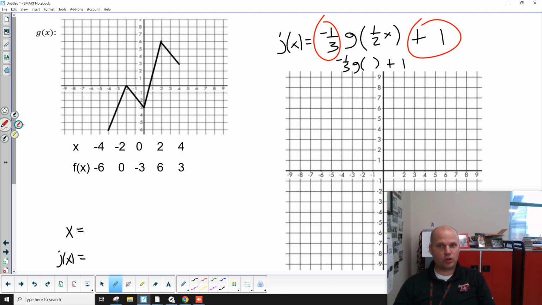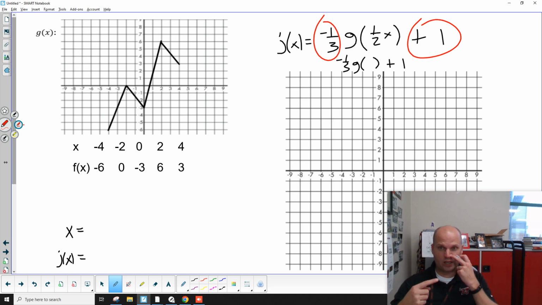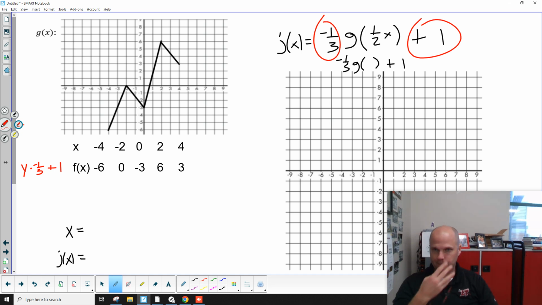So my first understanding is I got a vertical dilation of 1/3, a vertical reflection, and a translation up 1. Or I'm taking my y values, multiplying them by -1/3, adding 1, in that order. That order is always going to work out. Boom, that's the first one.